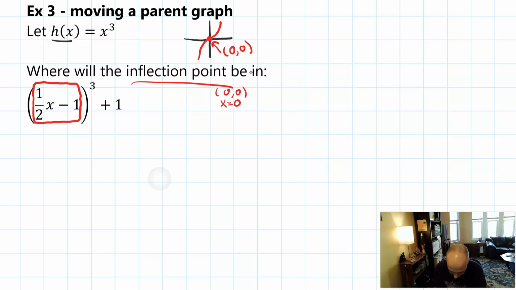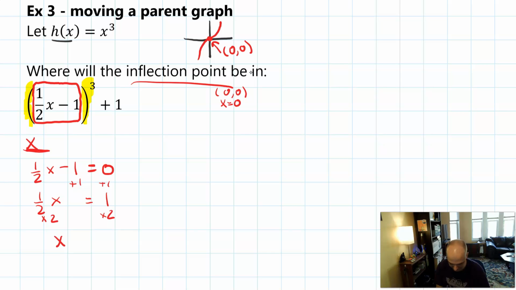So to solve for the x values, I'm going to set 1/2 x minus 1, the argument, the thing that's inside the x cubed, right? I can see right here is the big parentheses that shows me where the parent function is. I'm going to set that equal to 0 and solve. So I'll add 1 and get 1/2 x equals 1. And then I'm going to do times 2, and I'll get x equals 2. So that's going to tell me the x-coordinate of the inflection point.